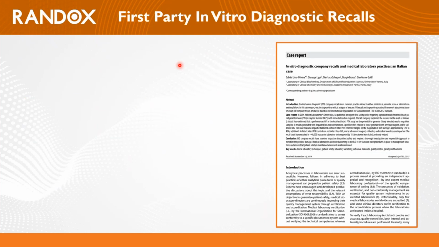Now, if we look at another example, this is a case report. This was actually published in 2014. Now, in 2014, what happened was, this report was actually published in 2015, but in 2014, Abbott had to recall. They published an urgent field notice regarding a product recall for their Abbott PTH, parathyroid hormone reagent. This parathyroid hormone reagent had some issues with it, and Abbott explained why they recalled it.